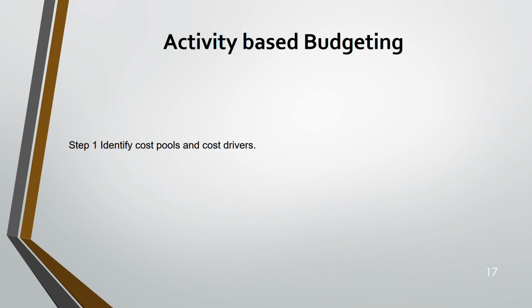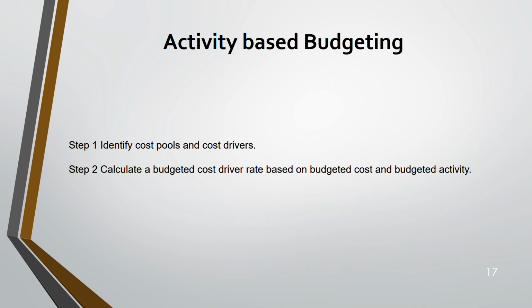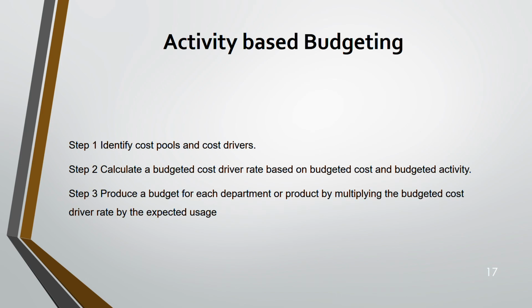Activity based budgeting. Step one, you have to go through certain steps for this type of budgeting, like how we went through activity based accounting. You identify cost pool and cost driver. Step 2, calculate a budgeted cost driver rate based on budgeted cost and budgeted activity. Step 3, produce a budget for each department by multiplying the budgeted cost driver rate by expected usage. These are the 3 steps.